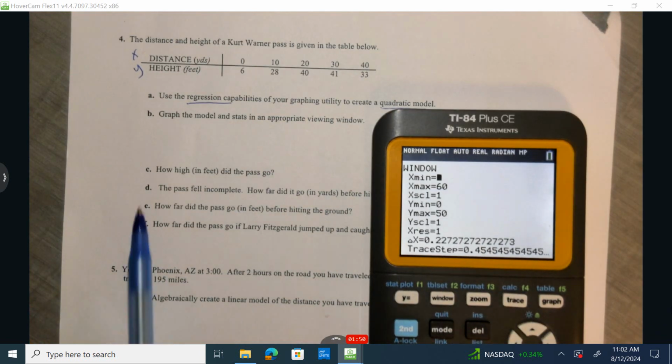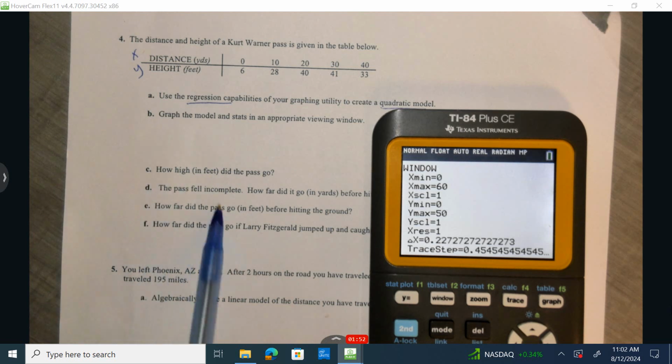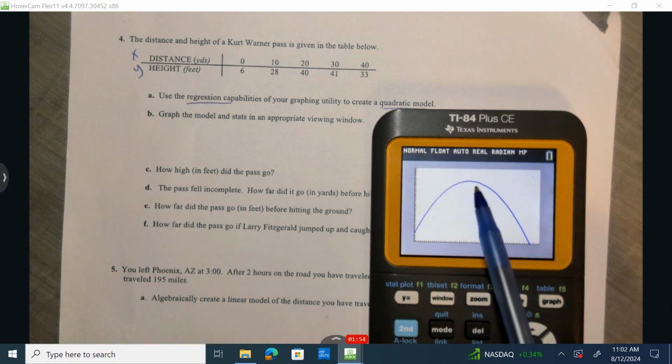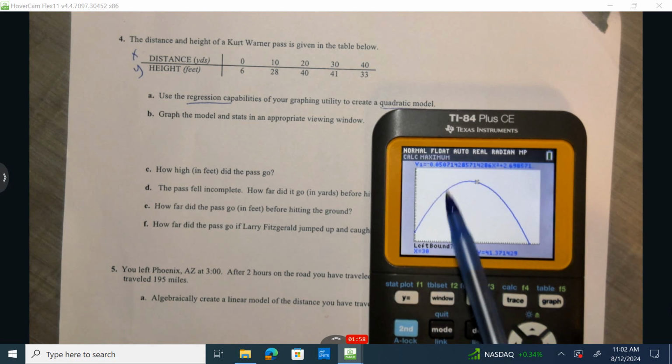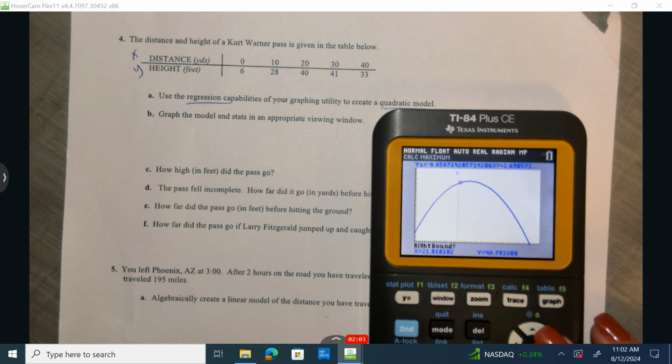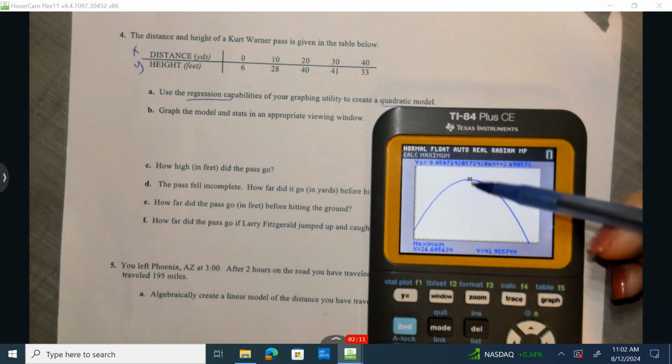How high in feet did the pass go? So we want to know what is this relative maximum. Second Trace, going to Maximum, somewhere to the left of this. So I'll just use the arrows and go somewhere to the left, pressing enter, somewhere to the right of the highest point, pressing enter, and back to the highest point. This is the distance horizontally. This is the height above ground.